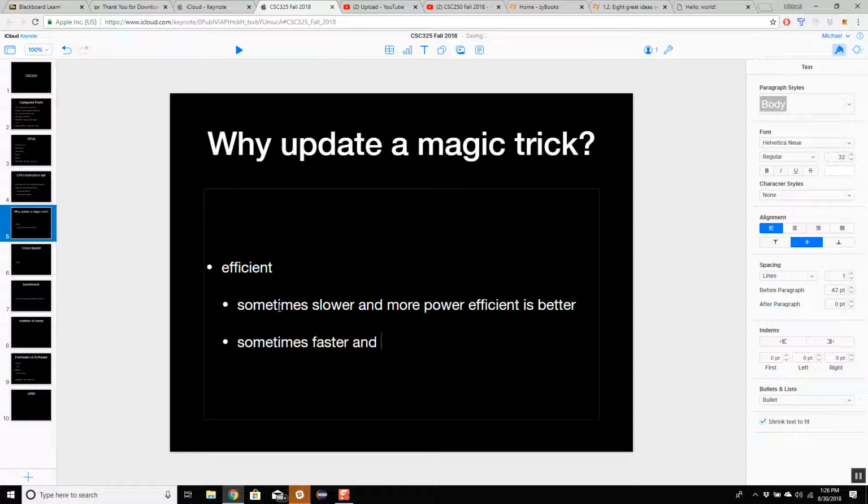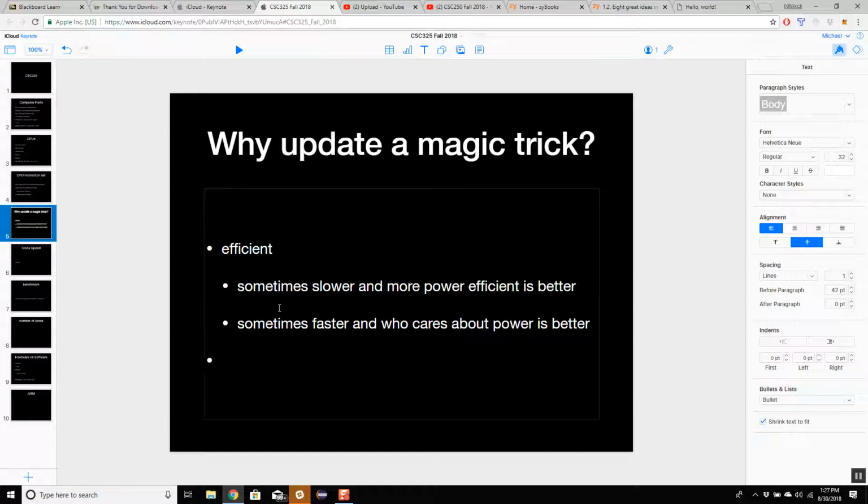Sometimes faster, and who cares about power, is better. And then there's probably shades in between, right? All right. What else about efficient? Other than efficient, go ahead.